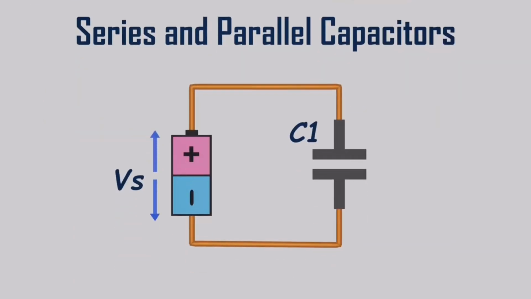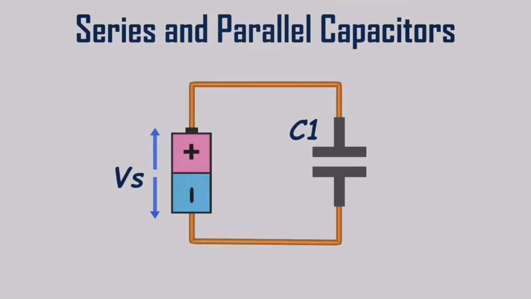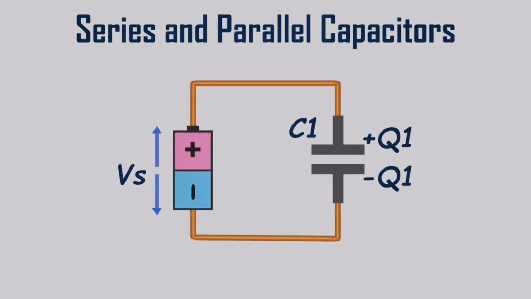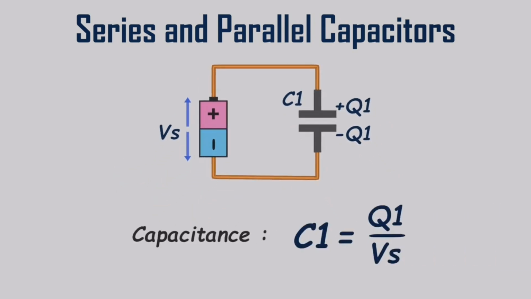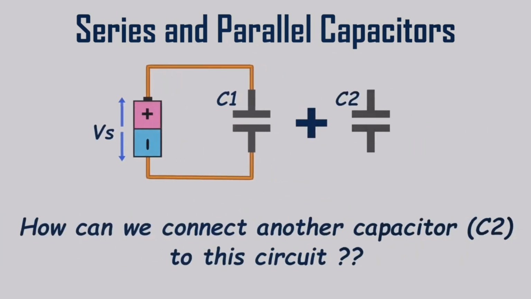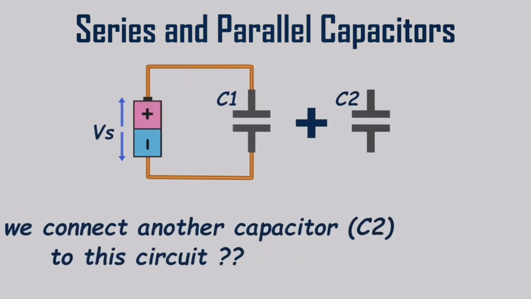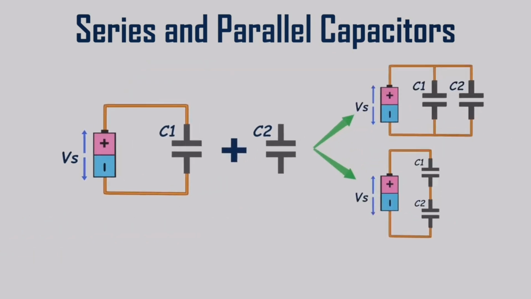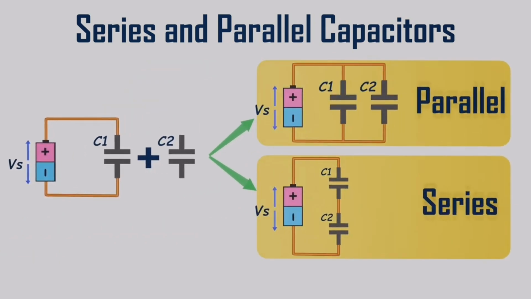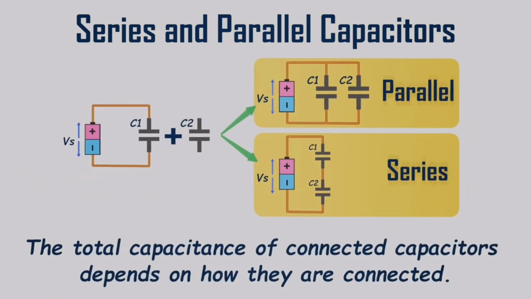We have a circuit like this. Let's assume this capacitor needs Q1 amount of charge to reach the battery voltage Vs. As we discussed earlier, the capacitance of the circuit is given by the formula C1 equal to Q1 divided by Vs. Now we need to add another capacitor to this circuit. How can we do that? We have 2 options: parallel or series connection. The total capacitance of the capacitors changes depending on the selected connection method.